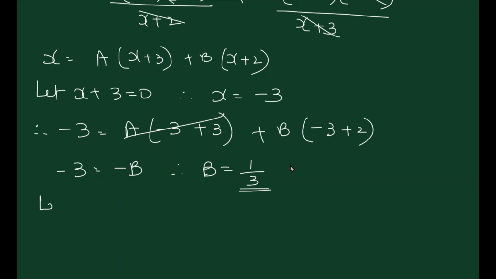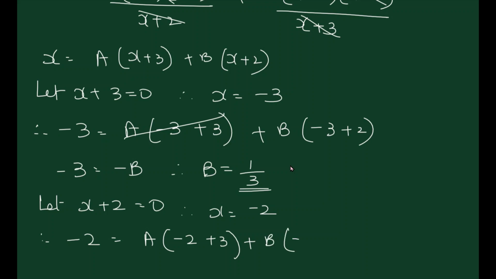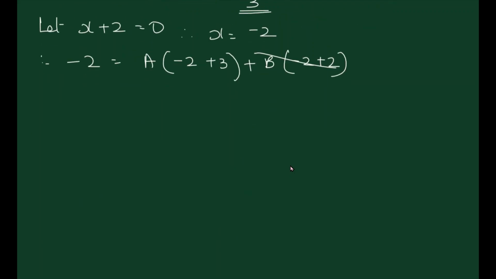Similarly, the other bracket, so let x plus 2 is equal to 0, therefore x is equal to minus 2, and therefore we get minus 2 is equal to a into this way. Okay, in this case b gets cancelled because minus 2 plus 2 is 0, and therefore we get the value for a, and a comes out as minus 1 upon 2. Okay, so we get the value for a and b in this way.